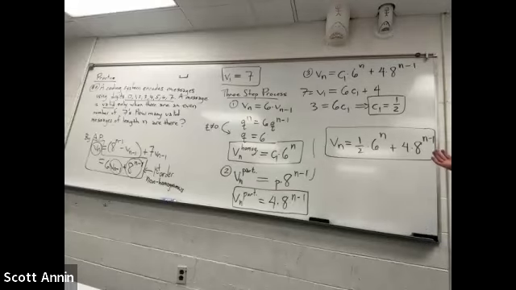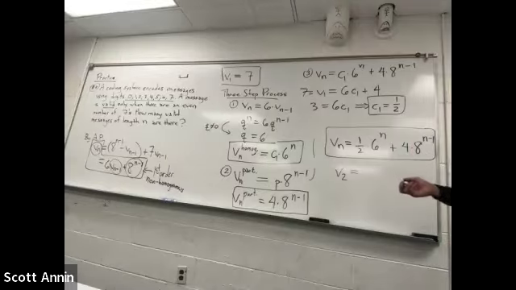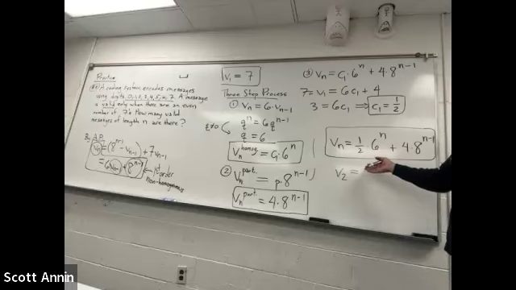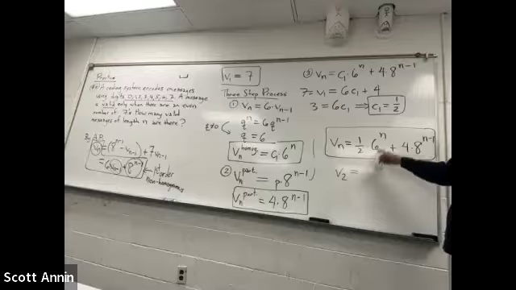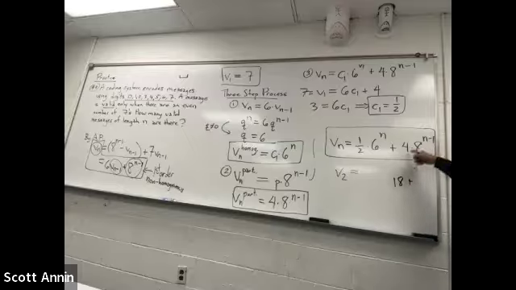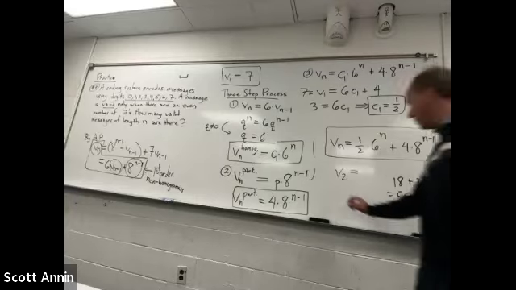And again, it wouldn't be a bad idea to just, if you plugged in 2 for n, see what kind of answer you're supposed to have. The number of valid code words of length 2, according to this formula, should be 1/2 of 36, which is 18, plus 4 times 8, which is 32. So it should be 50 of them. There should be 50 valid code words of length 2.